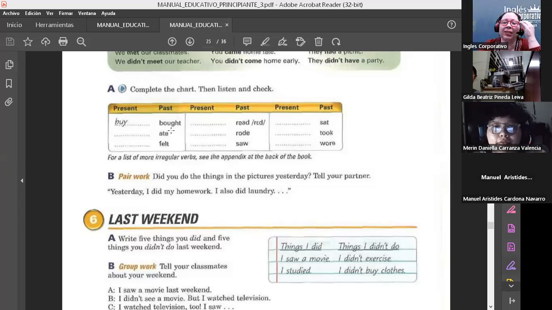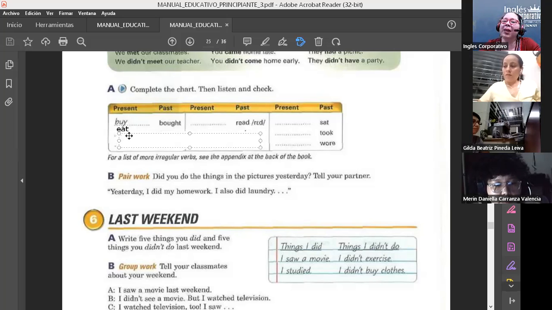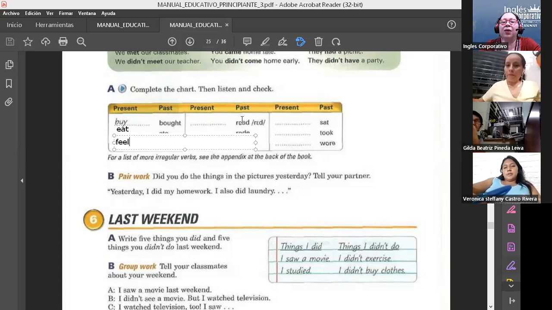But let's look at this one. The present of bought was buy. What's the present of ate? What is the present of ate? The present of the verb ate. Eat. Correct. It's eat. What's the present of felt? Feel. Okay. Can you spell it for me, please? F-E-L. Thank you. Okay. What is the present for the verb read?